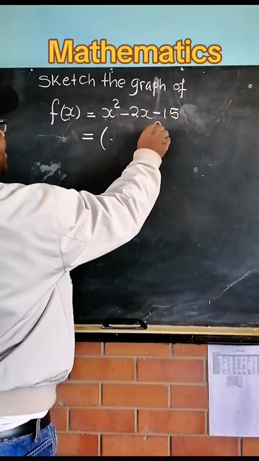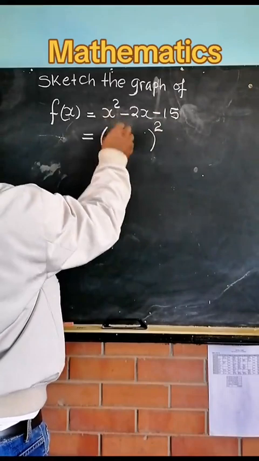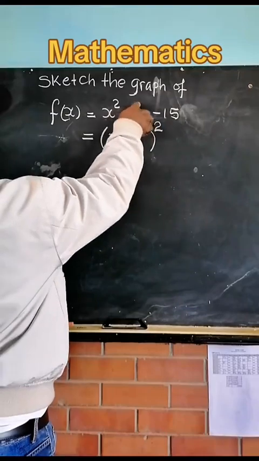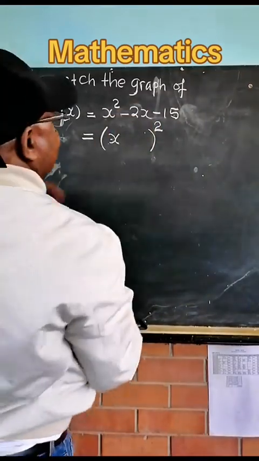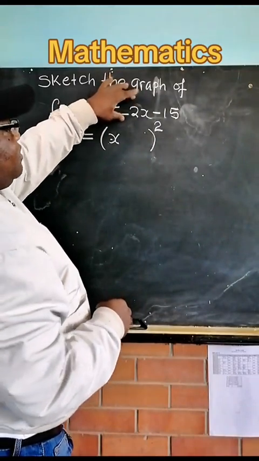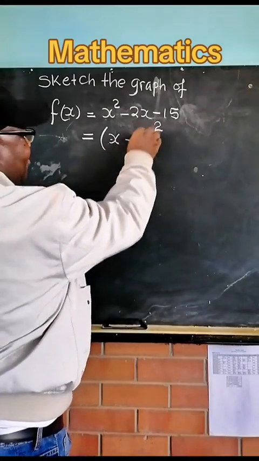I'm going to have here squared. What will come inside the bracket is x. Then the coefficient of x here is negative 2. That negative 2 you must divide it by 2. Negative 2 over 2 is negative 1. So you are going to have here x minus 1.